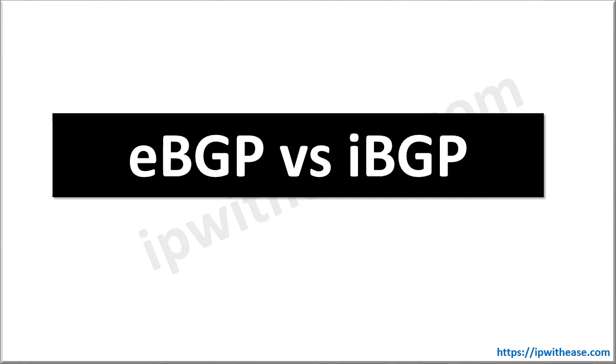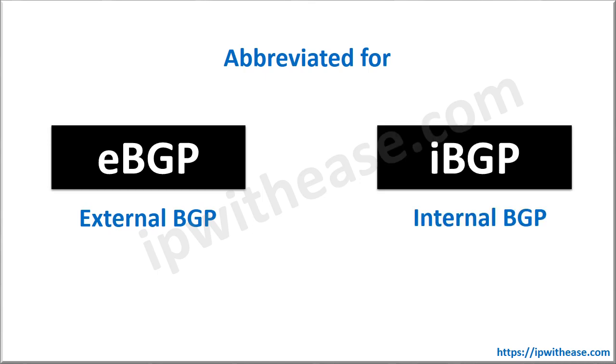In this vlog, we will understand the differences between eBGP and iBGP, which are the two flavors of BGP protocol. eBGP is an abbreviation for external BGP, while iBGP is an abbreviation for internal BGP.